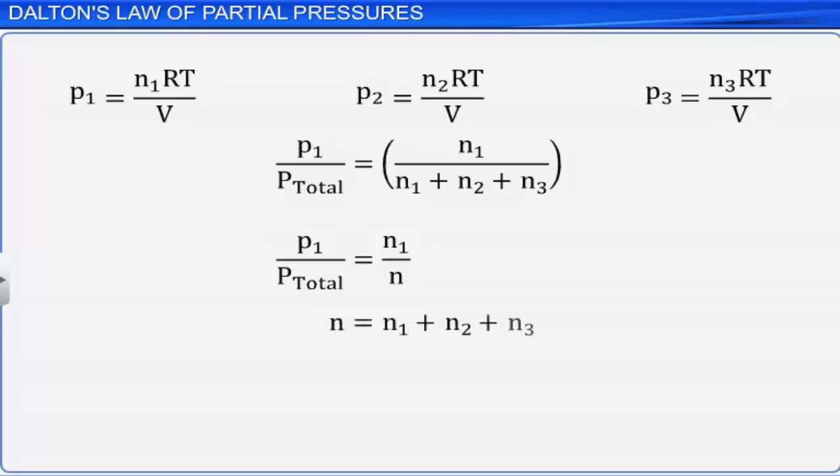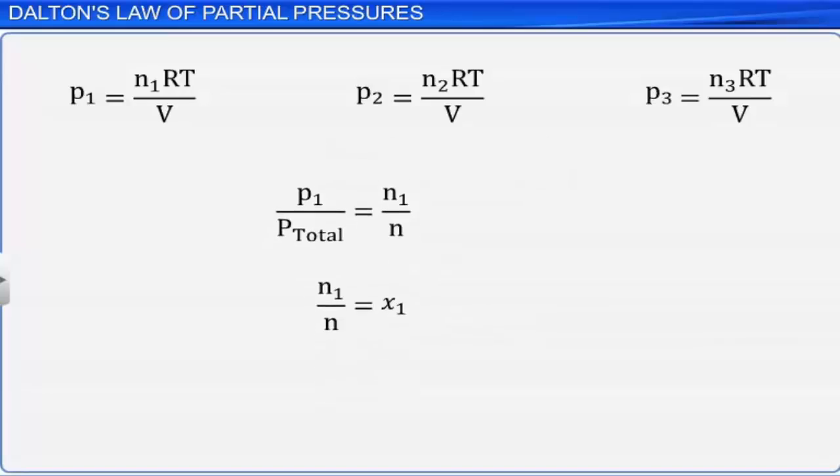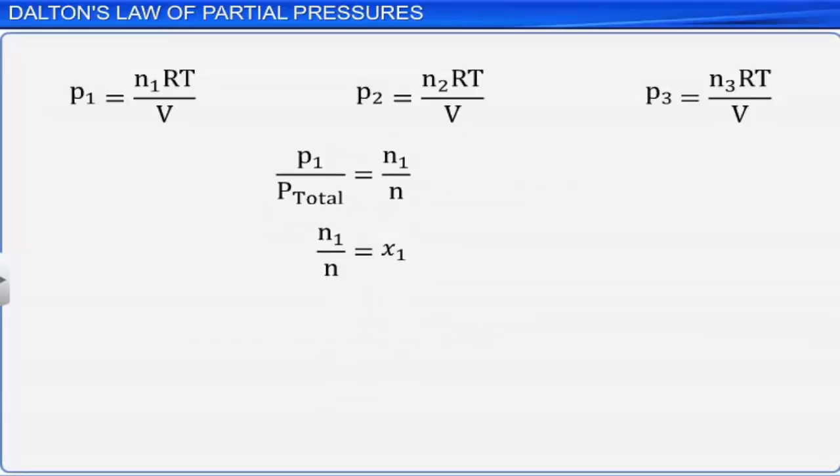We know that N1 by N is equal to X1, where X1 is mole fraction of gas 1. For a mixture of gases, the mole fraction can be defined as the ratio of number of moles of an individual gas to the total number of moles of all the gases present in a mixture. On substituting the values, we get P1 divided by P total is equal to X1.